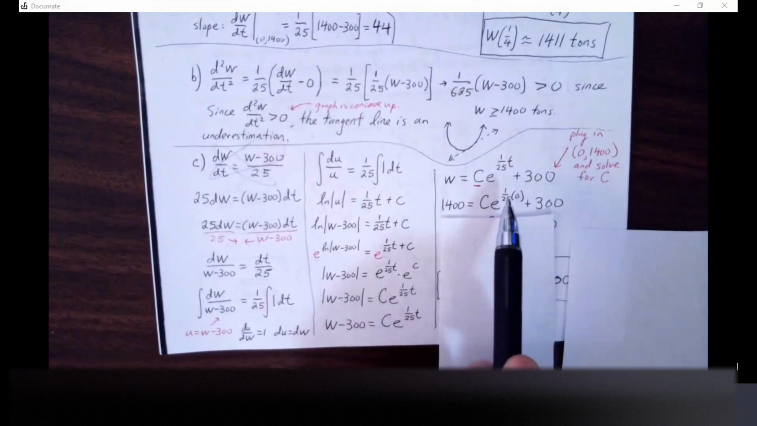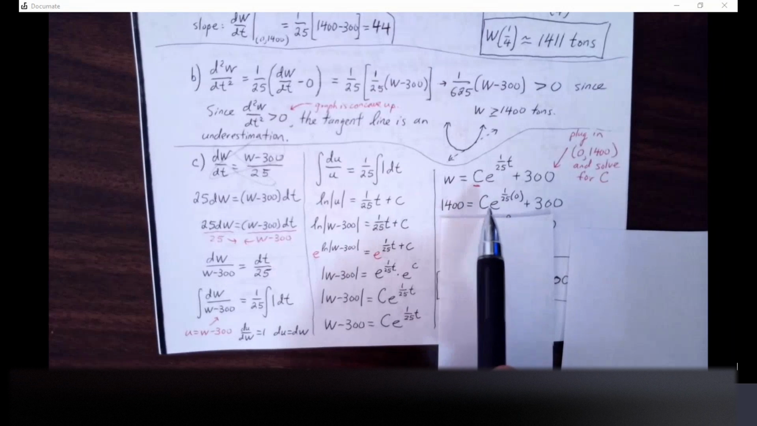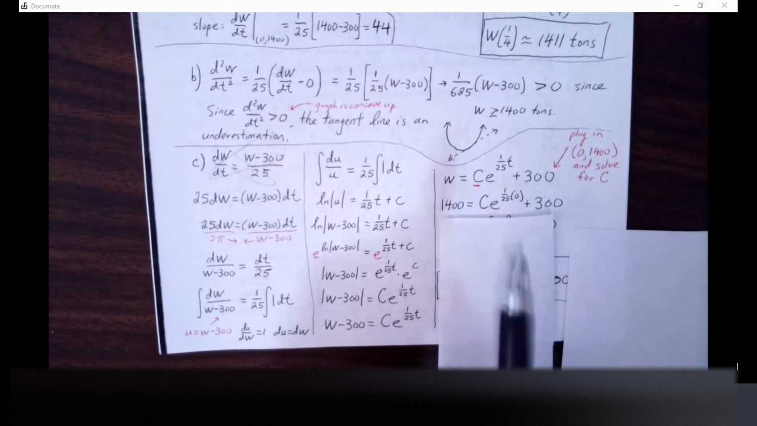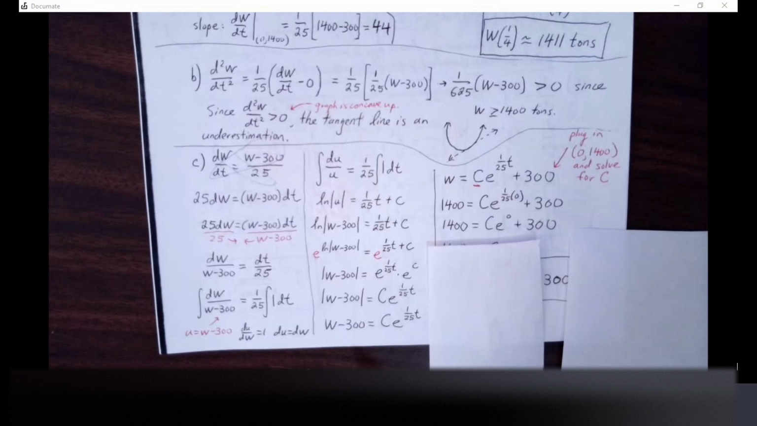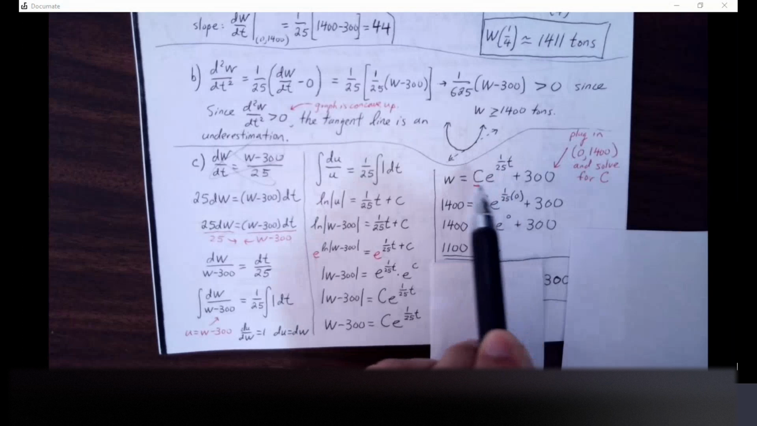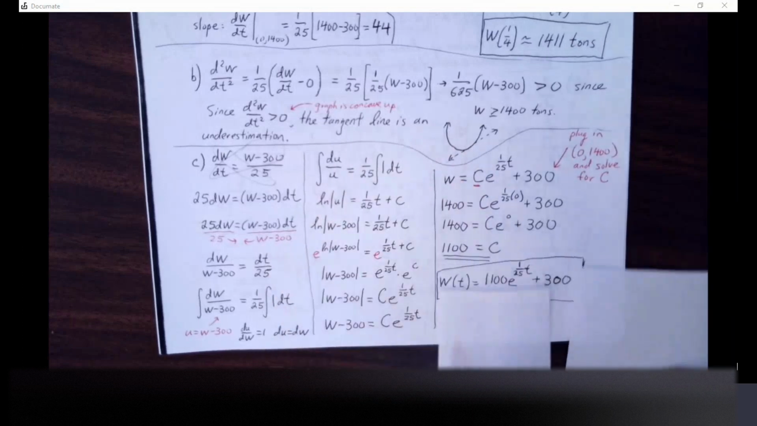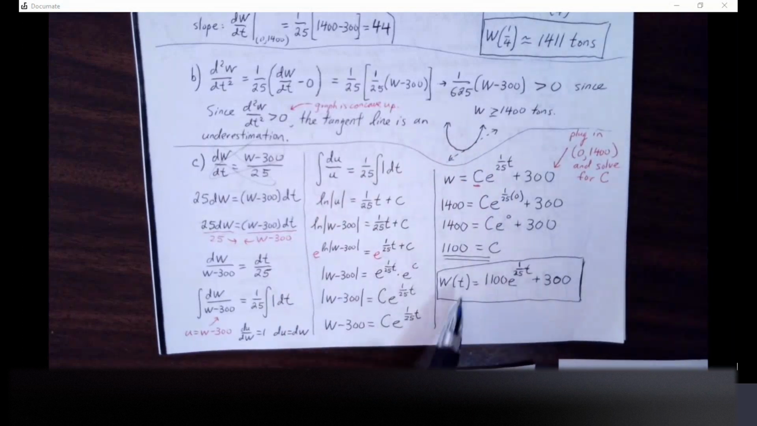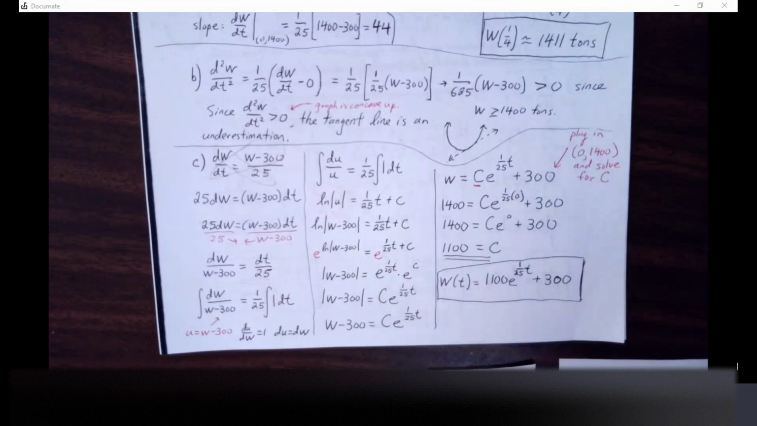E to the 0 is just going to be 1. So I have 1400 equals c plus 300. We subtract 300 from both sides. C equals 1100. And once we have our c value, we can update our general equation and move it up to a specific solution. Okay, replace c with 1100. There's our answer.